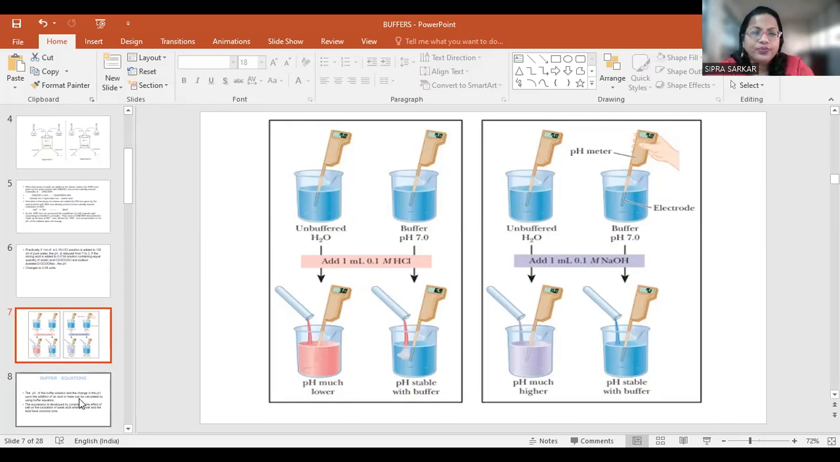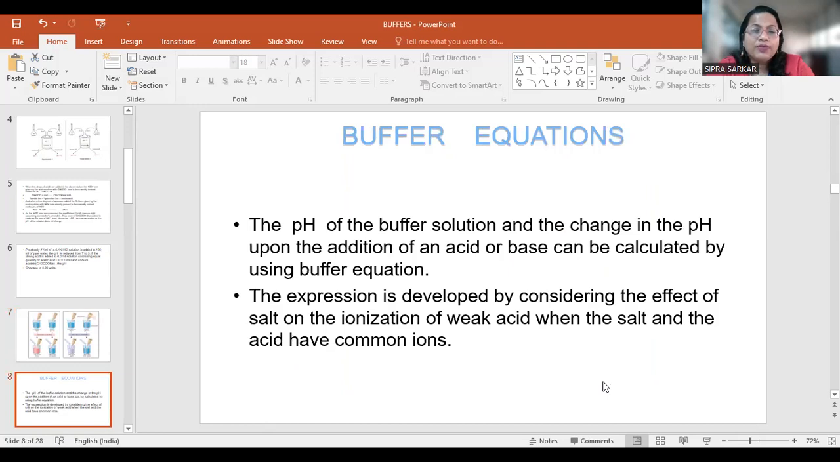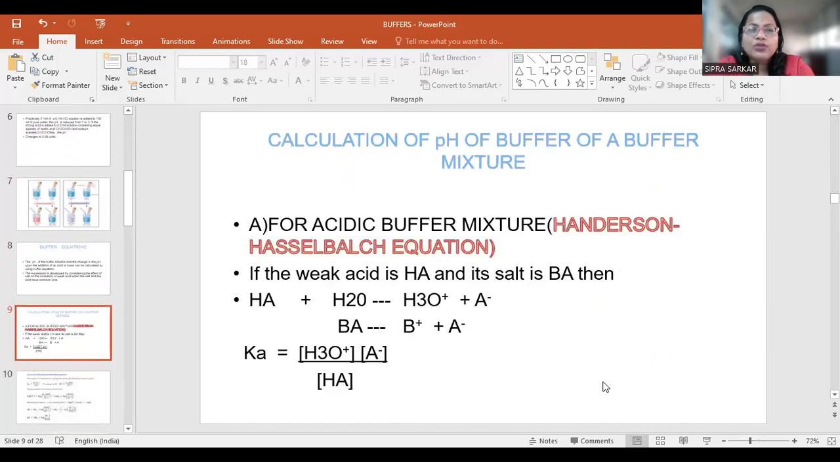Okay. So coming to the pH of the buffer solution and changing the pH, how can you calculate it? The pH of any buffer solution can be calculated through the buffer equation. The expression of this buffer equation comes from the effect of ionization of the salt of the weak acid and the common ions. Then we have to go for the calculation of the buffer by the Henderson-Hasselbalch equation. So this equation is very, very important for you. Like this, I am discussing it again.